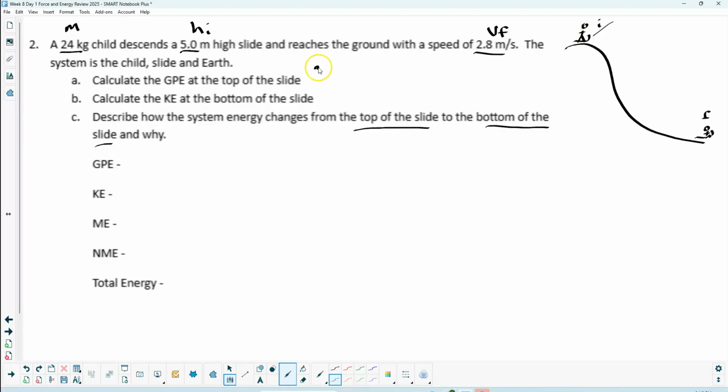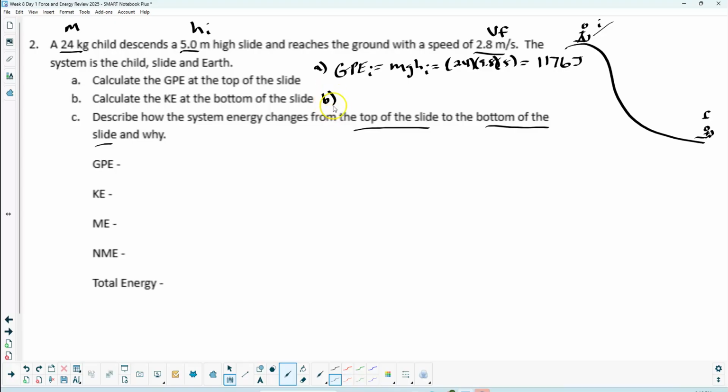All right. For part A, we want the gravitational potential energy. So that's not too bad. It's just mass times gravity times height. We want the initial, so it's at the beginning, so it's the mass, which is 24, times 9.8 times the height, which is 5. So if I multiply all three of those things out, I get 1176 joules.